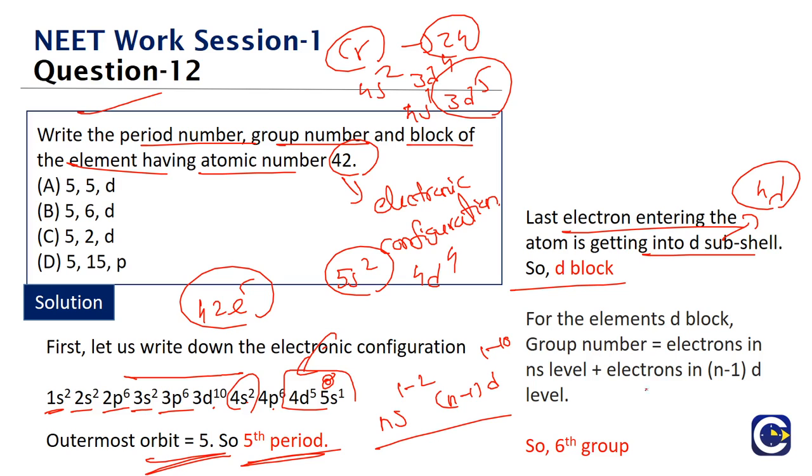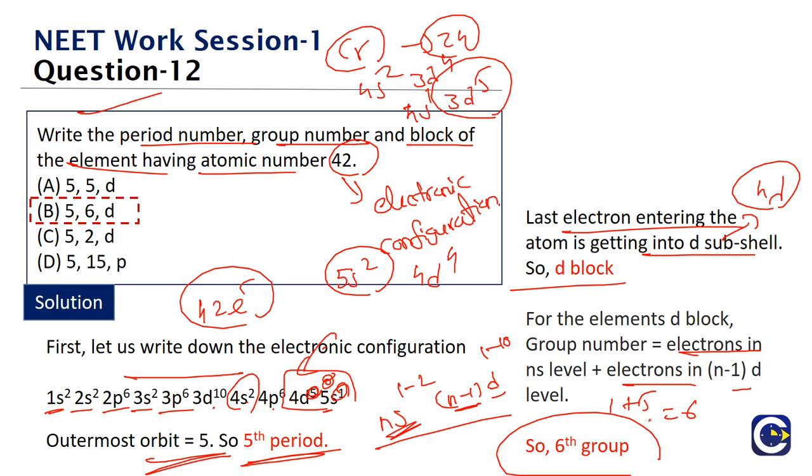So here the group number is given by the electrons in the ns level plus electrons in the n minus 1 d level. N represents the outermost orbit, 5s. What is the number of electrons here? 1. What is the number of electrons in the 4d level? 5. So 1 plus 5 is equal to 6. It is the sixth group. So what is the answer for this? It is the fifth period, sixth group, and d block.